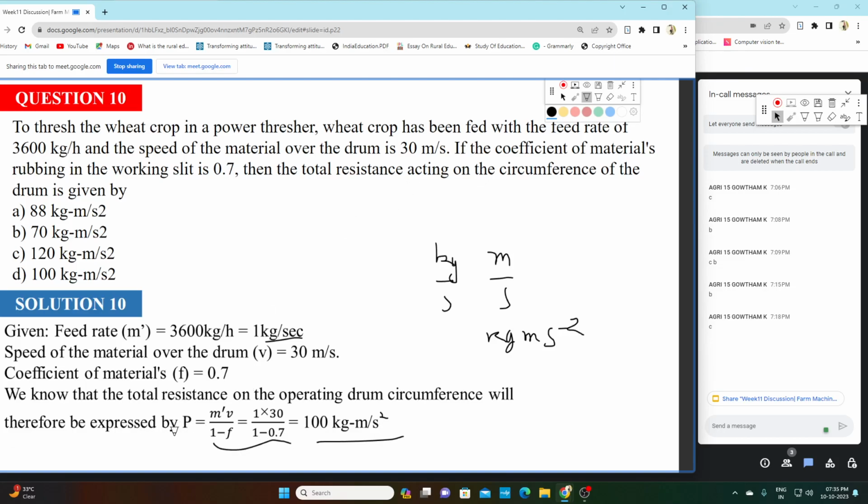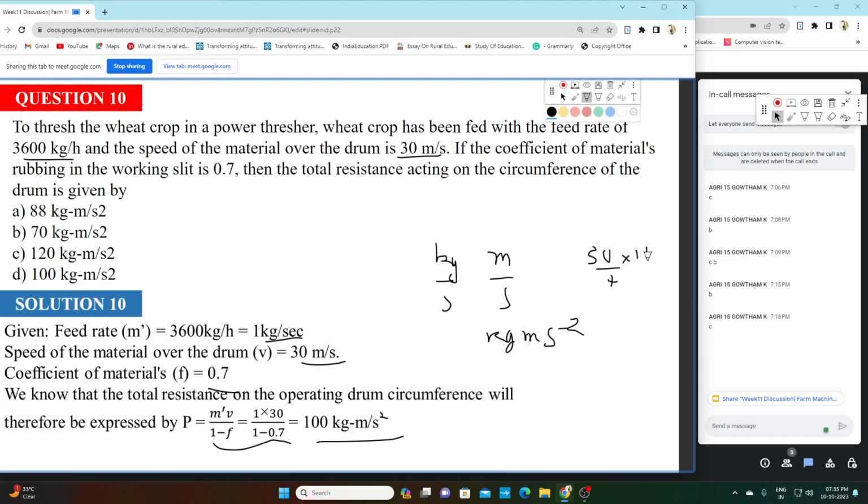So this is a straightforward question. M dash, the material feed rate, is given in kg per hour. You have to convert it to kg per second: 3600 kg per hour equals 1 kg per second. Then the speed of the material over the drum is given, 30 meter per second. The coefficient of the material's rubbing in the working slit is given, 0.7. So you just put all the values in the formula: 1 into 30 divided by 1 minus 0.7.